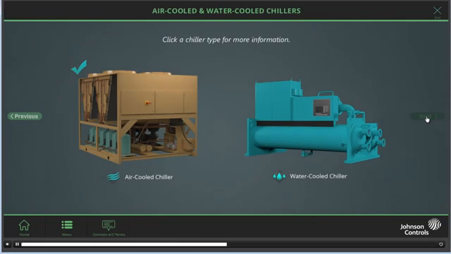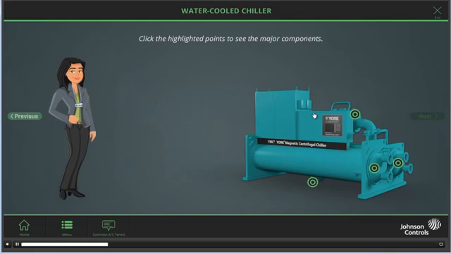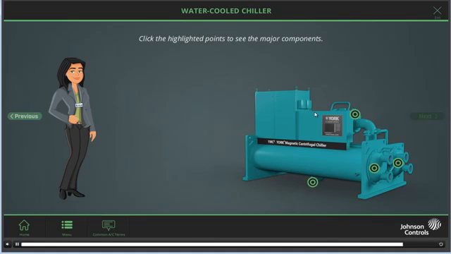Click a chiller type for more information. Click the highlighted points to see major components, an exploded view of it, if applicable, and a list of parts that are most often needing replacement.